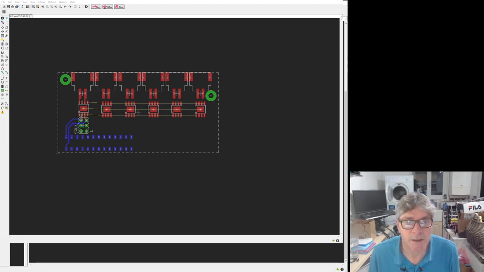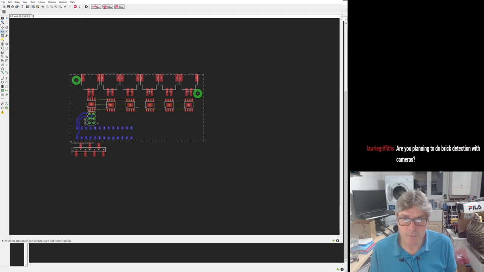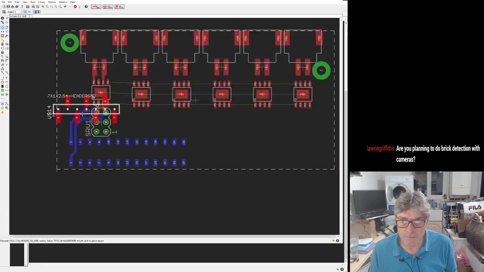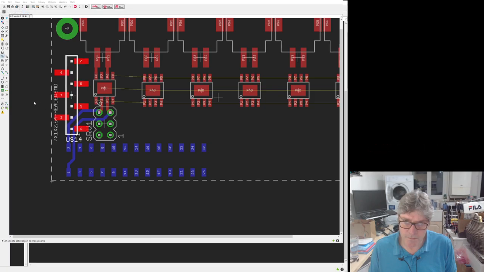Is that seven-way header? Maybe. Something like that, perhaps. That would be the IO. Sense input. It's sometimes useful to have analog as well.